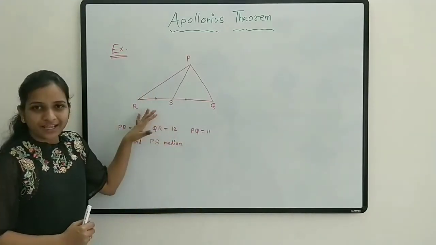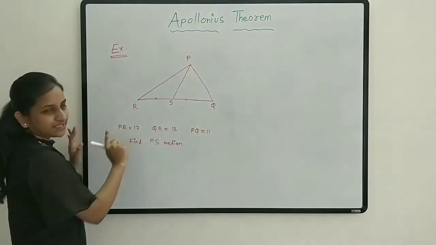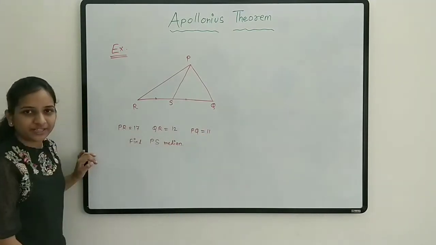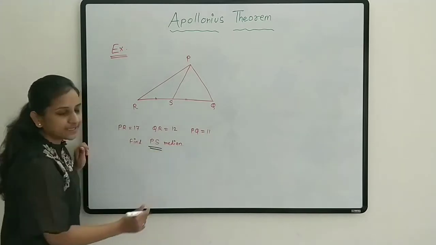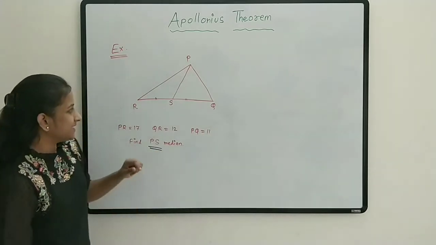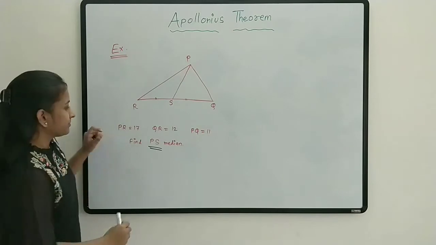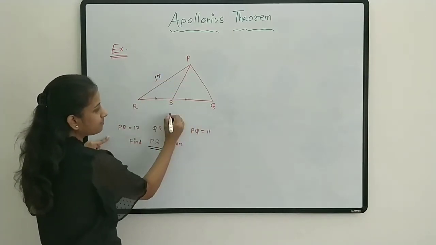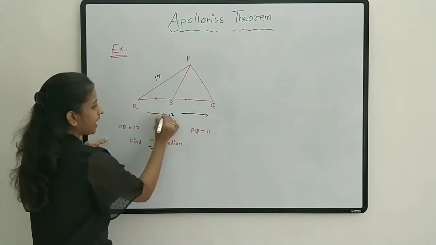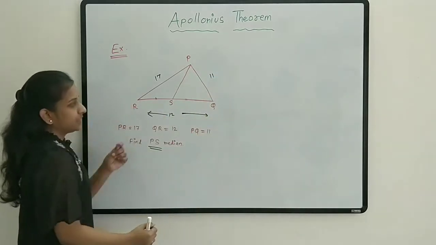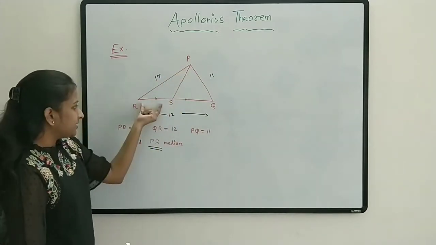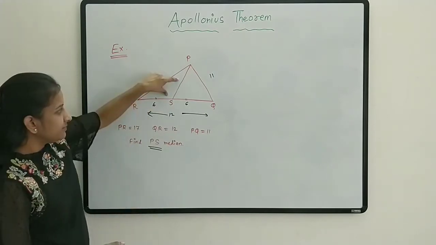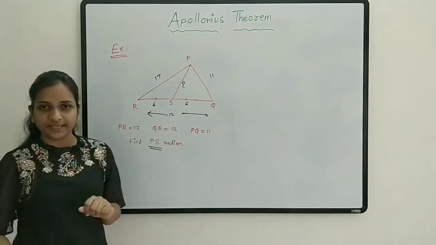Here in this example, what is given? Triangle PQR is given, and the length PR is 17, QR is 12, PQ is 11 units. Then we have to find the PS median value. See, here PS is the median. PR is 17, so this side is 17, QR is 12, complete side length is 12, and PQ is 11. PS is the median, that's why RS is equal to SQ, so this is 6 and 6. We have to find the median value, this PS value.